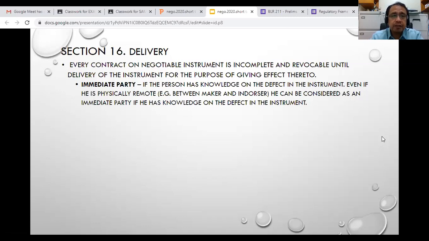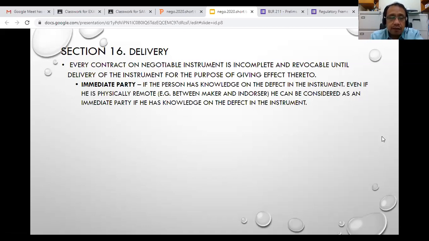And for purposes of our Section 16, you have to know at least these two individuals, an immediate party and a remote party. Okay? Because Section 16 is very easy, very simple. Section 16 simply creates a presumption of delivery. Okay? There is merely a presumption of delivery in Section 16.